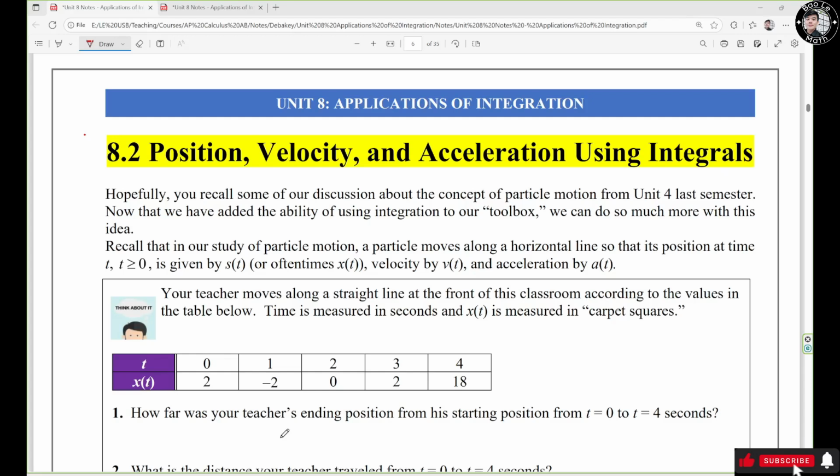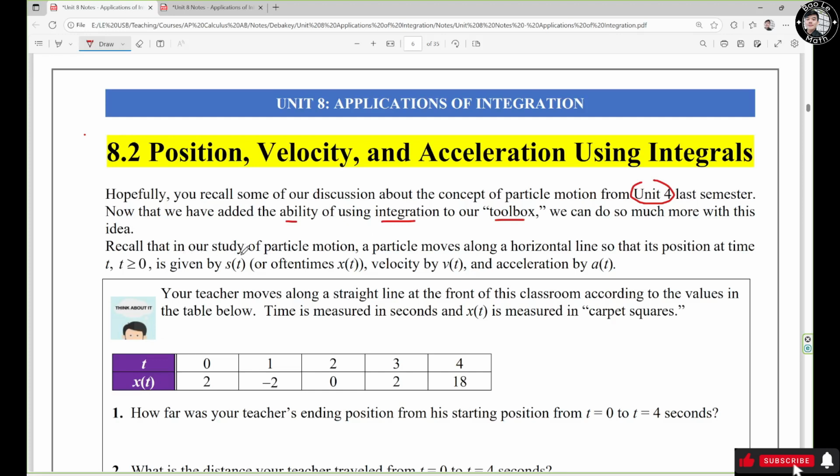Hello everyone, in this video we're going to explore topic 8.2, position, velocity and acceleration using integrals. Hopefully you recall some of our discussion about the concept of particle motion from Unit 4 last semester. Now we have added the ability of using integration to our toolbox. We can do so much more with this idea.